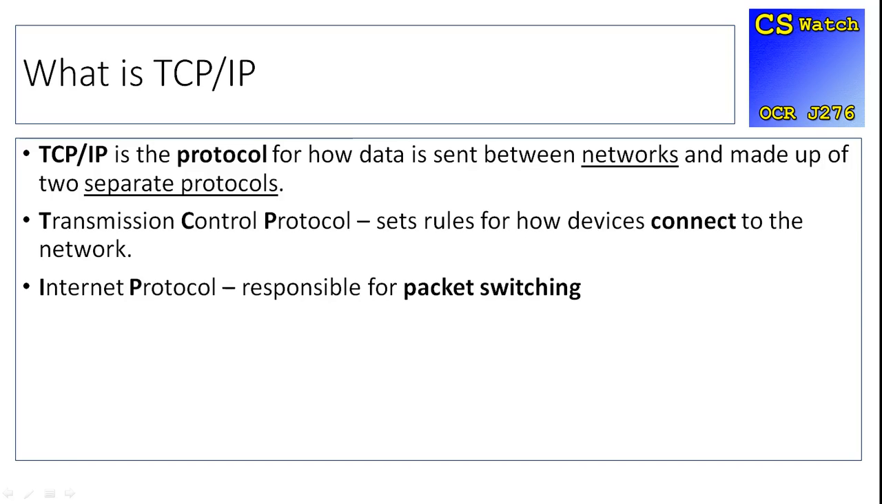It's two protocols used at the same time. TCP/IP is the protocol for how data is sent between networks, and two protocols make it up. First of all is TCP, Transmission Control Protocol, and that sets the rules for how devices connect to the network, how all that side of things works, and then IP is responsible for the packet switching. Bringing them together to create TCP/IP is how the information gets sent across the network.